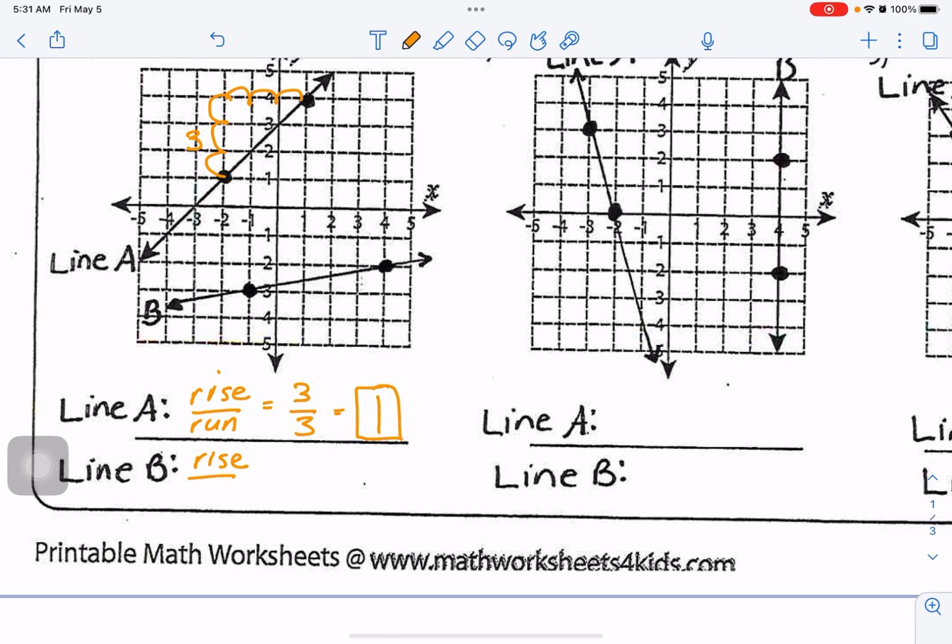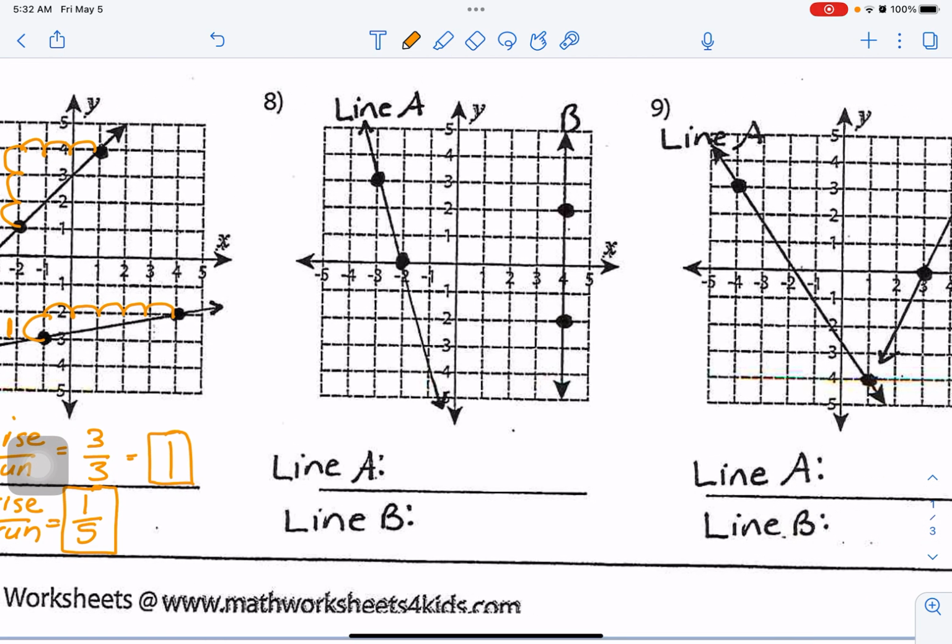Line B. This one I only rise 1, and then I run 1, 2, 3, 4, 5. So my slope would be 1/5. 1/5 cannot be simplified. And then I think about, is it positive or negative? Well, as I look at it left to right, it might not be going up by much, but it is going up, so that is a positive slope.